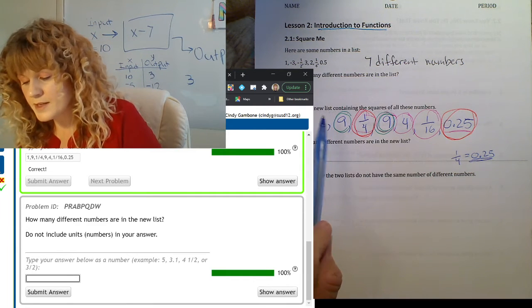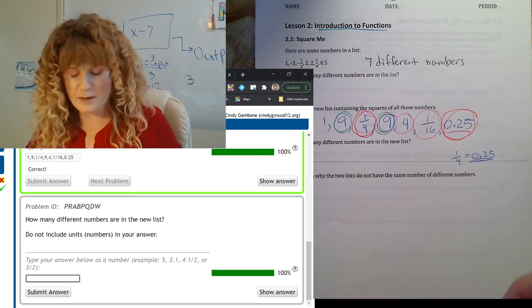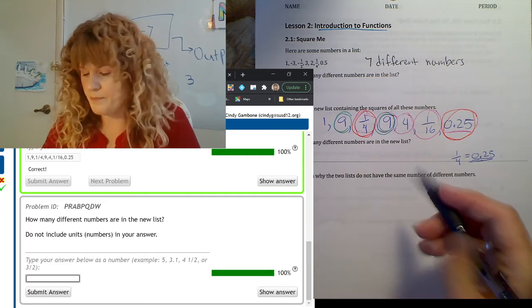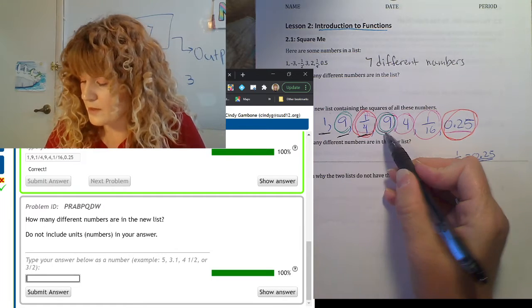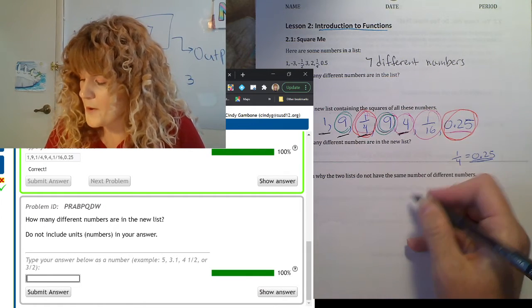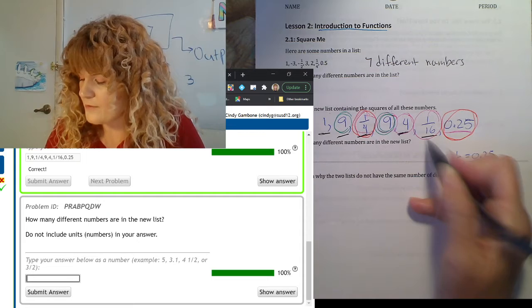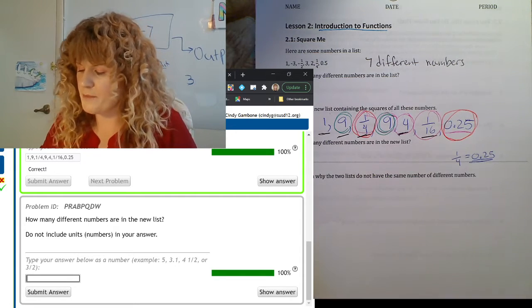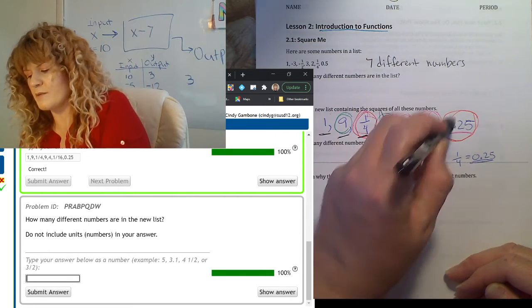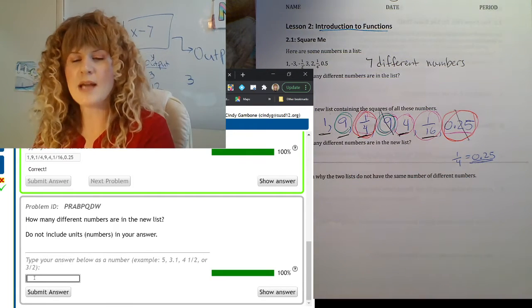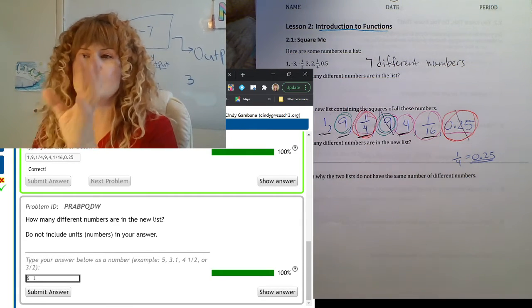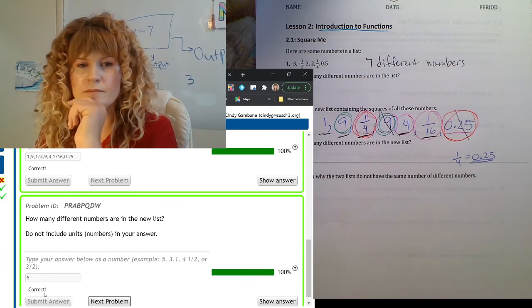So how many different numbers? Only count the different numbers. I'll underline them. 1, 2, 3, don't count the repeat. 4, 5. There's 5 different numbers. I'm not counting the repeated numbers. Don't type in 5 numbers, only type in 5. I got it correct.